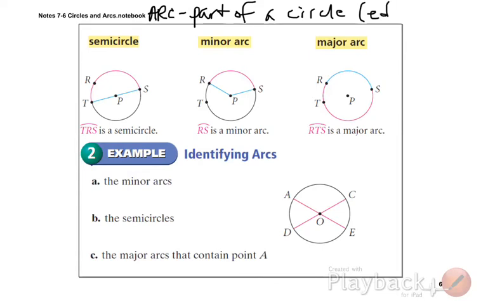And I'm referring to the edge of the circle, the outside edge. So it would kind of be like the crust on a piece of pizza. The crust would represent an arc. So first we have a semicircle.